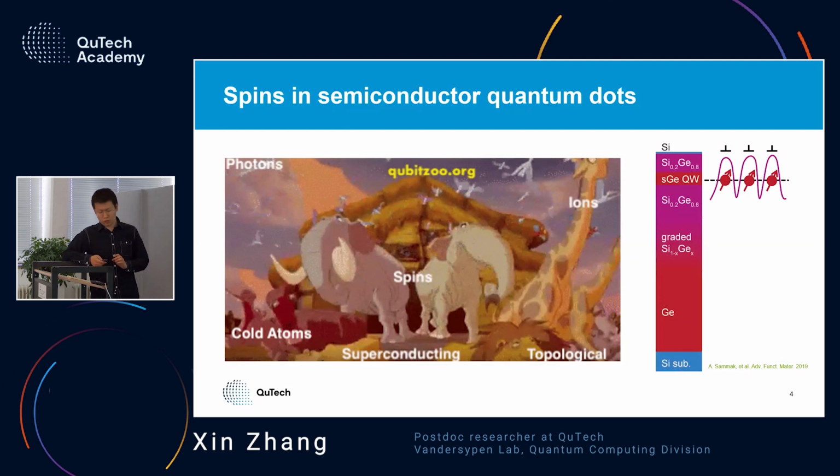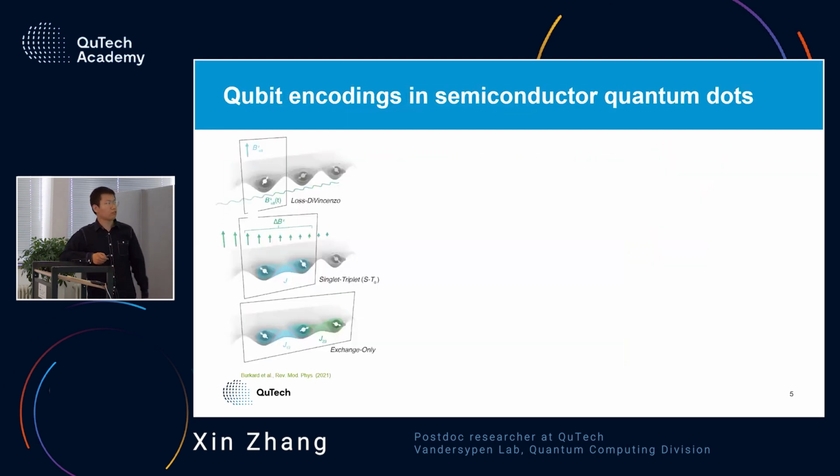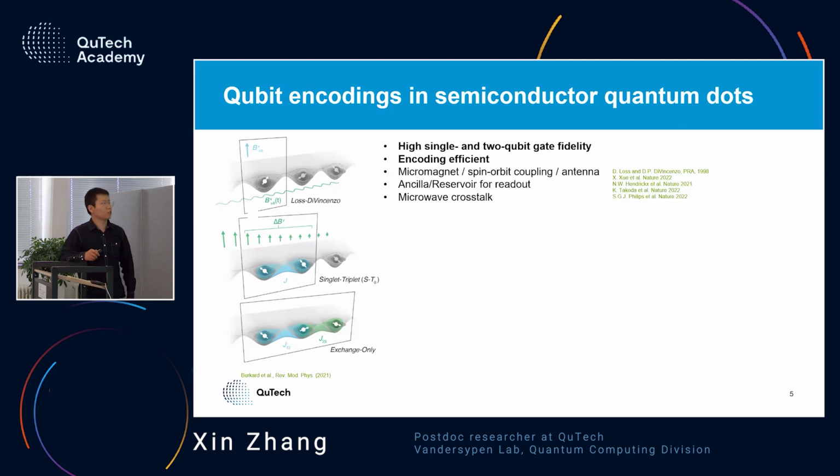To demonstrate spin control, there are several different ways of spin encoding in semiconductor quantum dots. The first, straightforward way is the single spin qubit. I think everyone is familiar that you just encode the qubit into spin up and spin down. This type of qubit can have very high single- and two-qubit gate fidelity, and it's also a very efficient encoding because you only need one dot for one qubit.